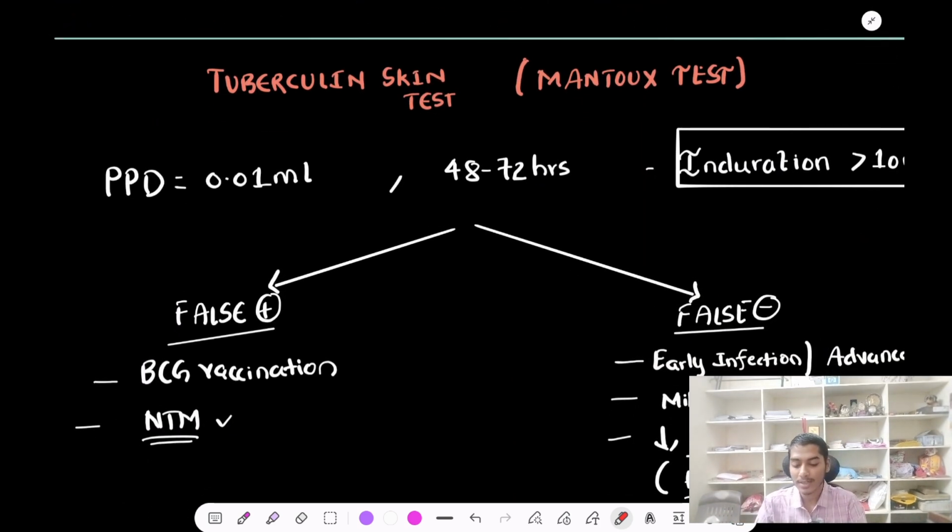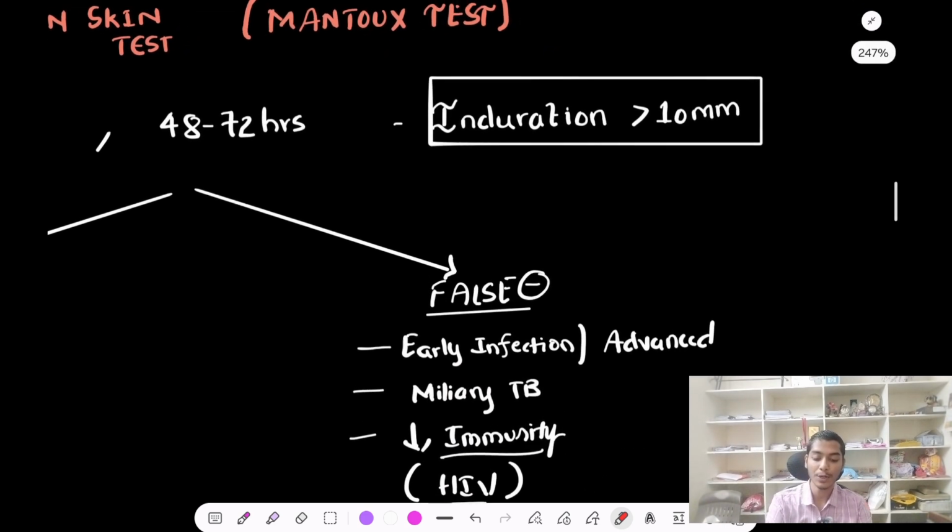So this Mantoux test is nothing but we inject the purified tuberculin antigen and we observe after 48 to 72 hours. If there is an induration more than 10 mm, then definitely it is indicative that the host immunity, which is cell mediated immunity, is good.